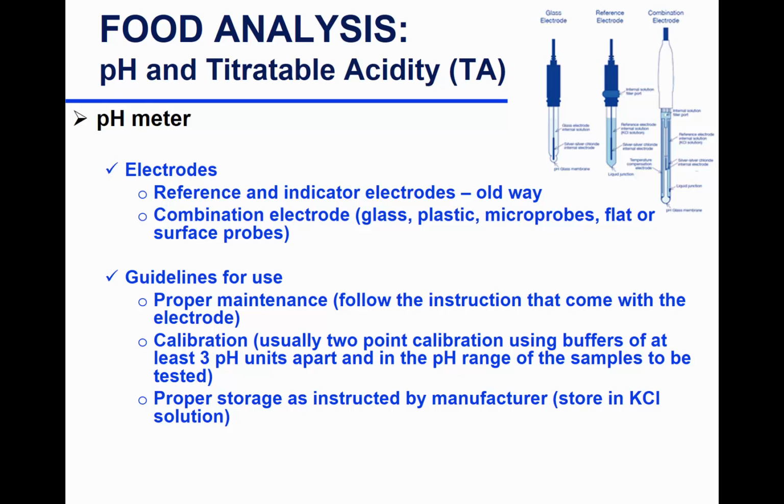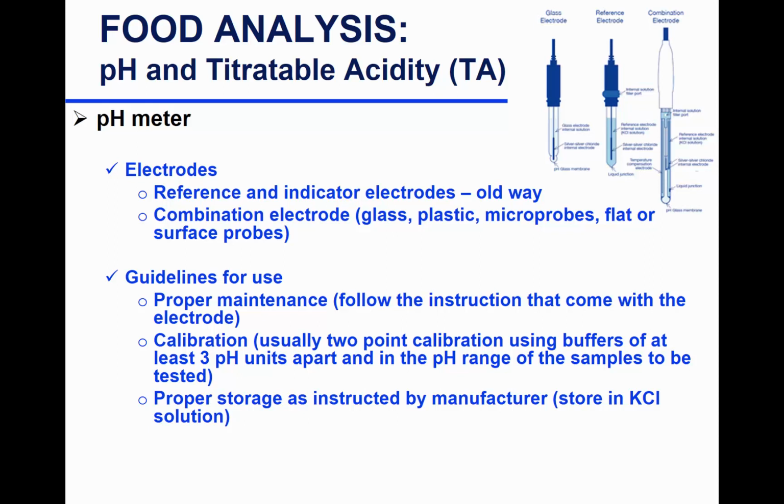For the pH meter, you have electrodes, reference and indicator electrodes. In the past, you had them as two separate, individual electrodes. Now they are combined in one electrode, so you have the reference as well as the indicator electrode, which is sensitive to your hydrogen ions. And some pH meters also have another probe for temperature, because pH is dependent on temperature as well, so you can measure temperature while you're measuring your pH.